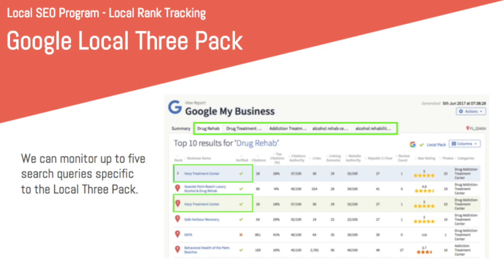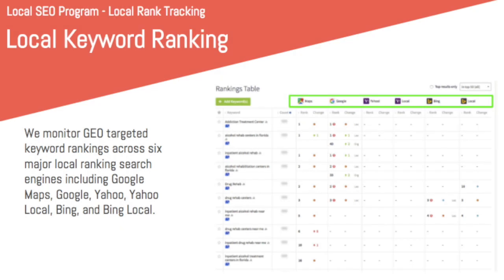And then we can also track those queries very targeted to a specific location. So this is very location-based targeting with the Google My Business. And then for the local keyword rankings, we can track up to 50 keywords. Some of them will be geo-targeted, some will not. And then we can track them across all major search engines. That includes Google Maps, Google, Yahoo, Yahoo Local, Bing, and Bing Local.